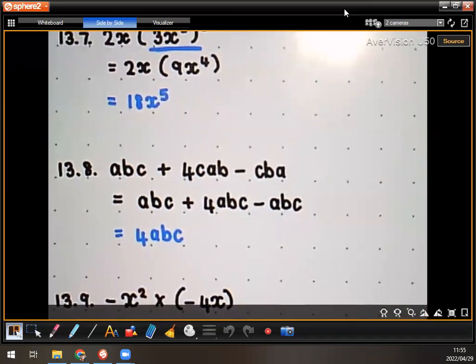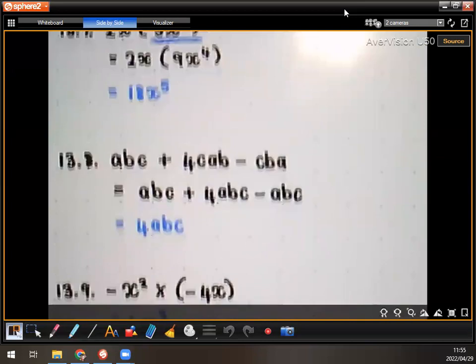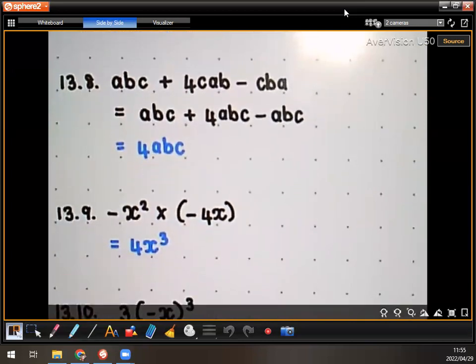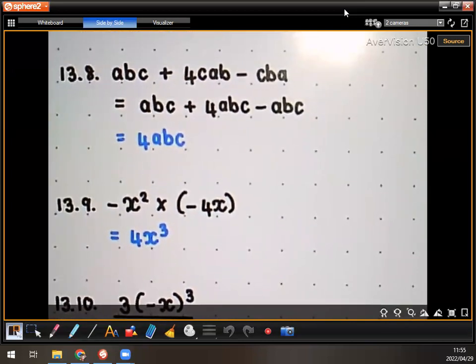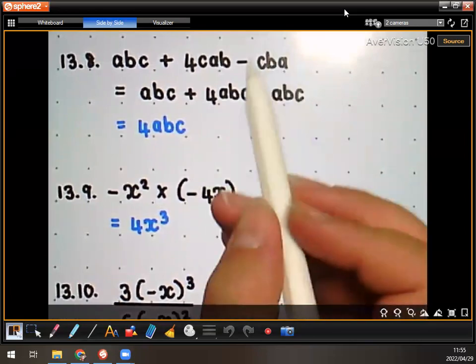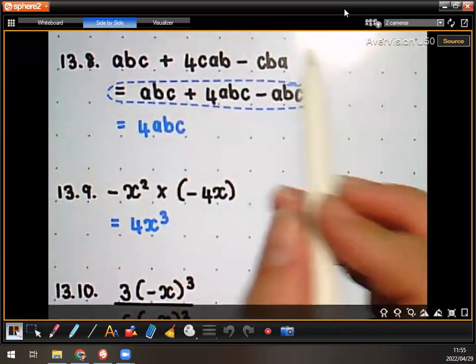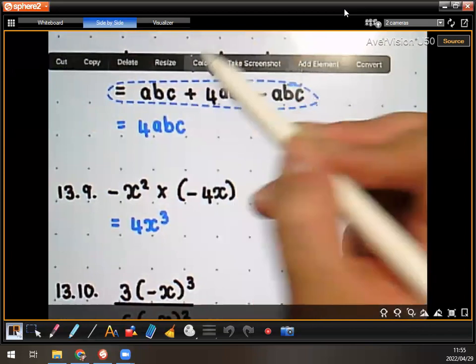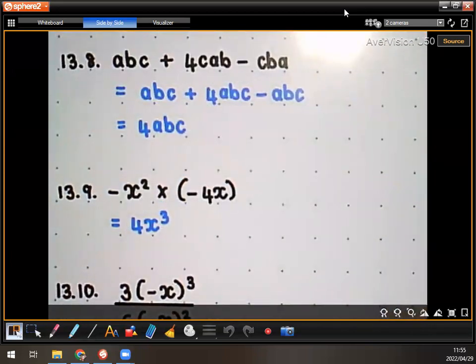Okay, so the final answer there is 4ABC. And look at the next one. A negative times a negative is a positive, do we agree? Right, negative times a negative is a positive. And then you have a 4 that you need to put in your answer. And you have x squared times x, so that will give you x cubed. Okay, so the answer for 13.9 is 4x cubed.